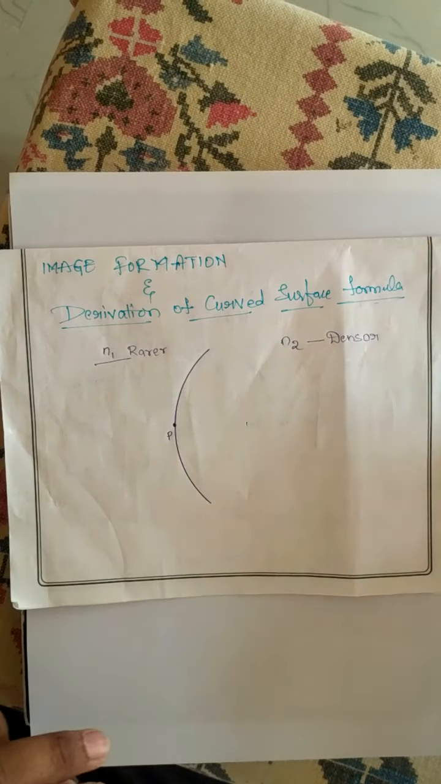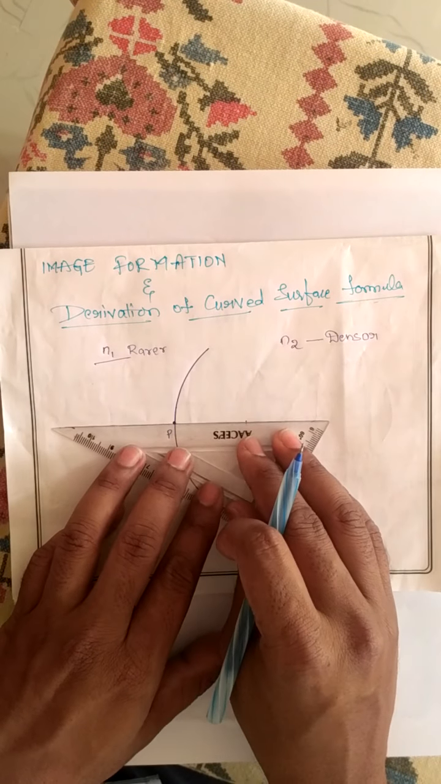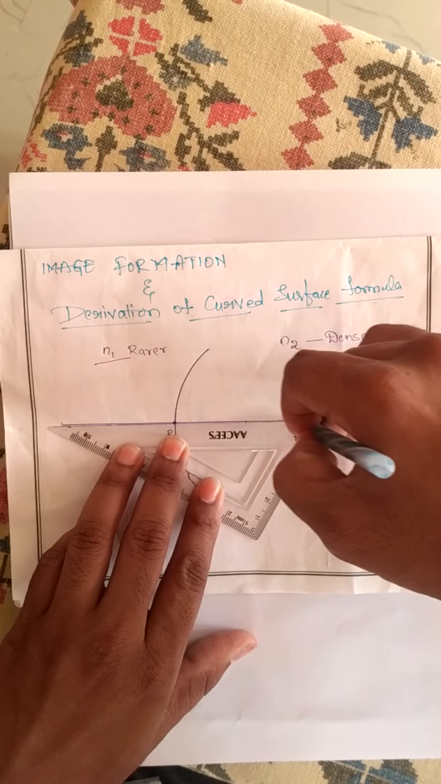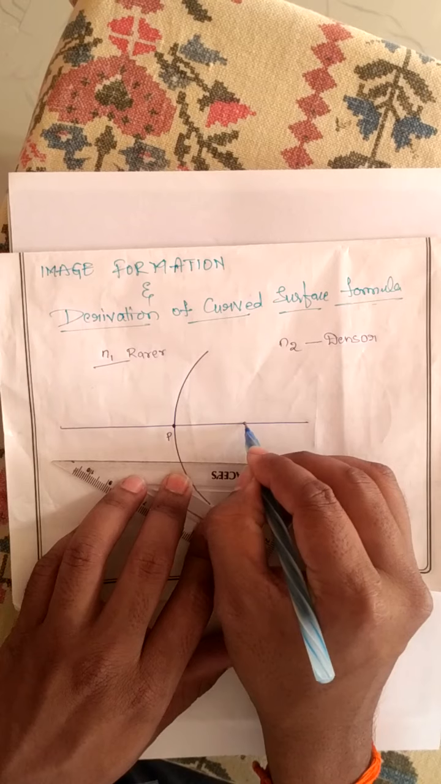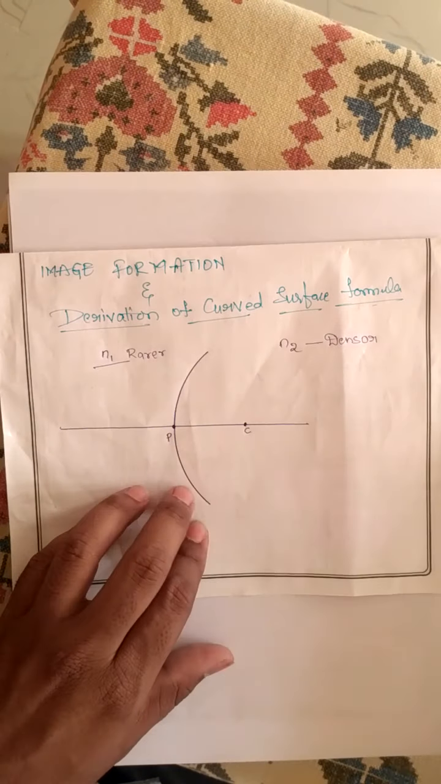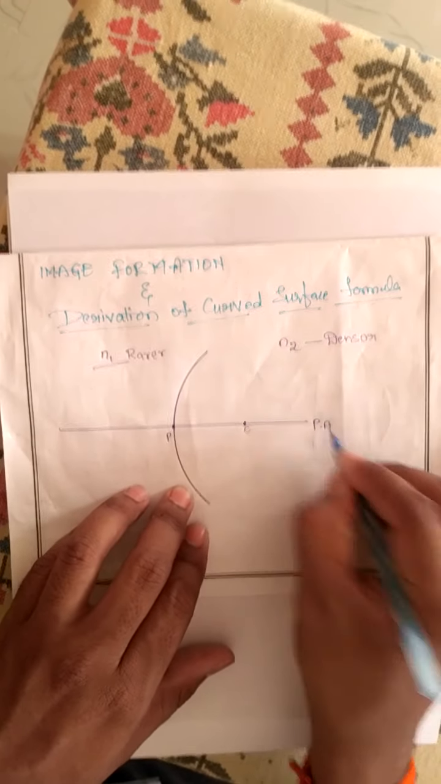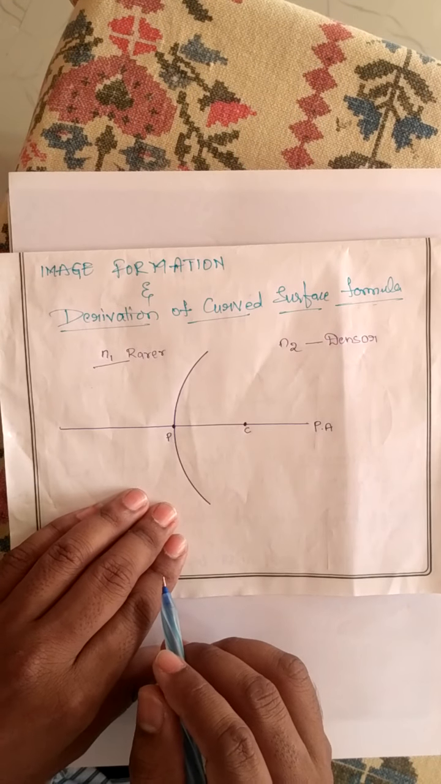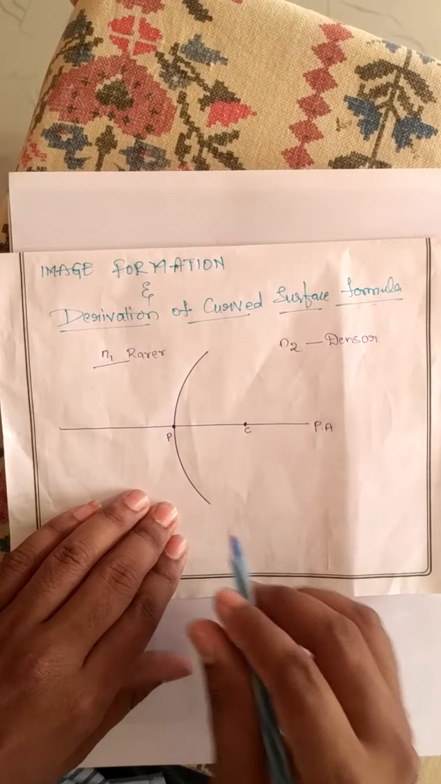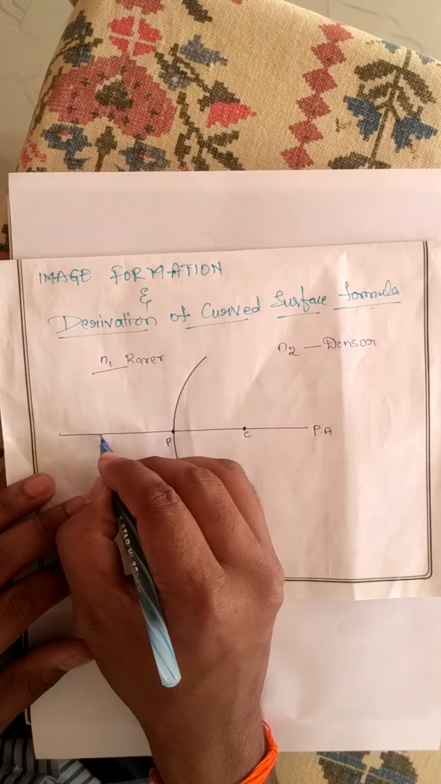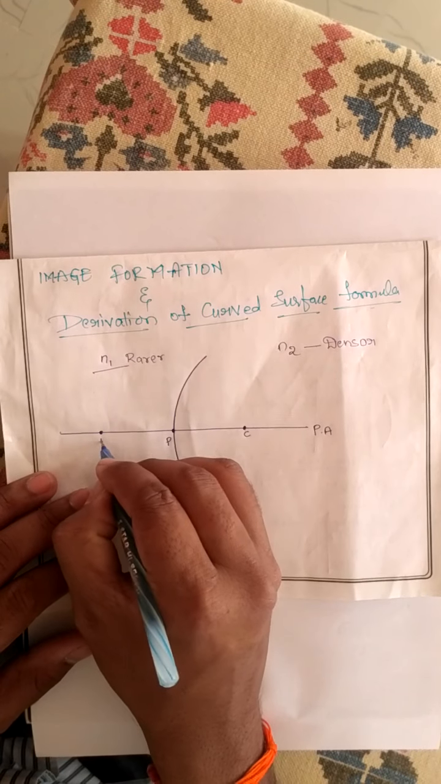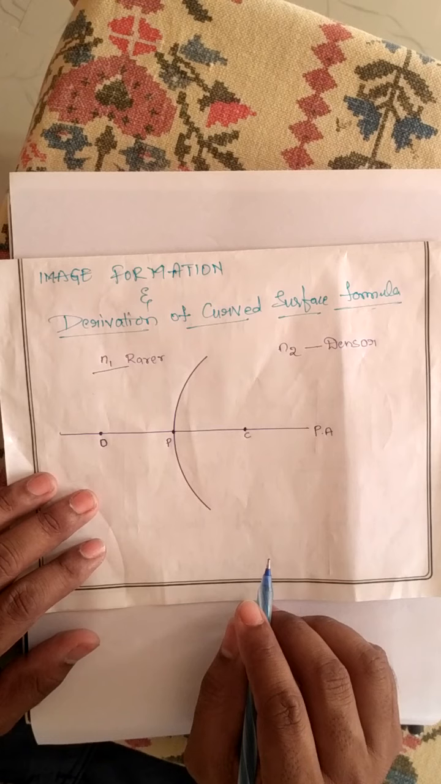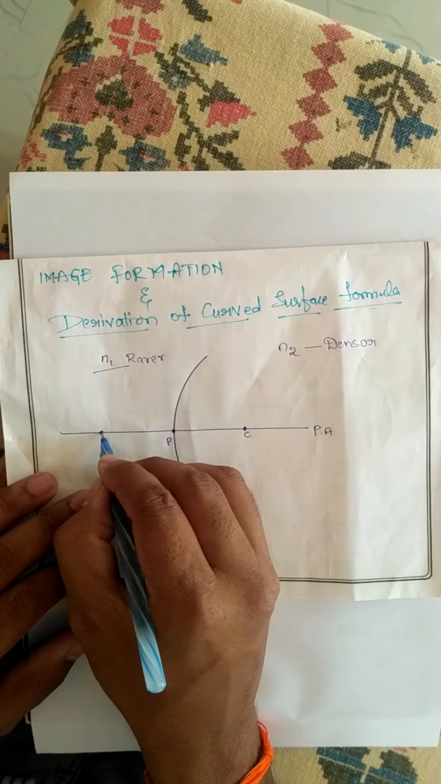The line joining the pole and the center of curvature is the principal axis. So in order to get an image, I'm considering a point object on the principal axis, which is named O. O is the point object which is placed on the principal axis.